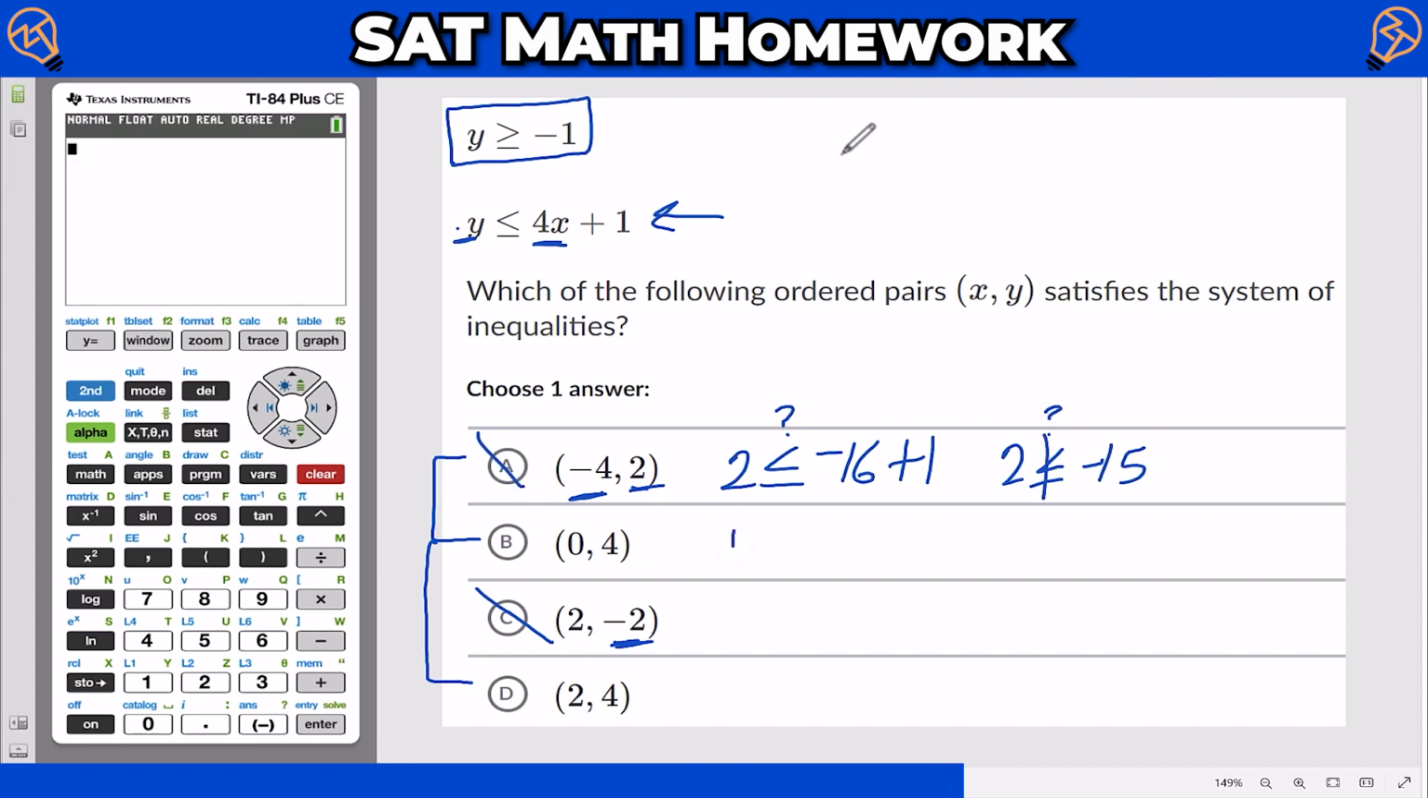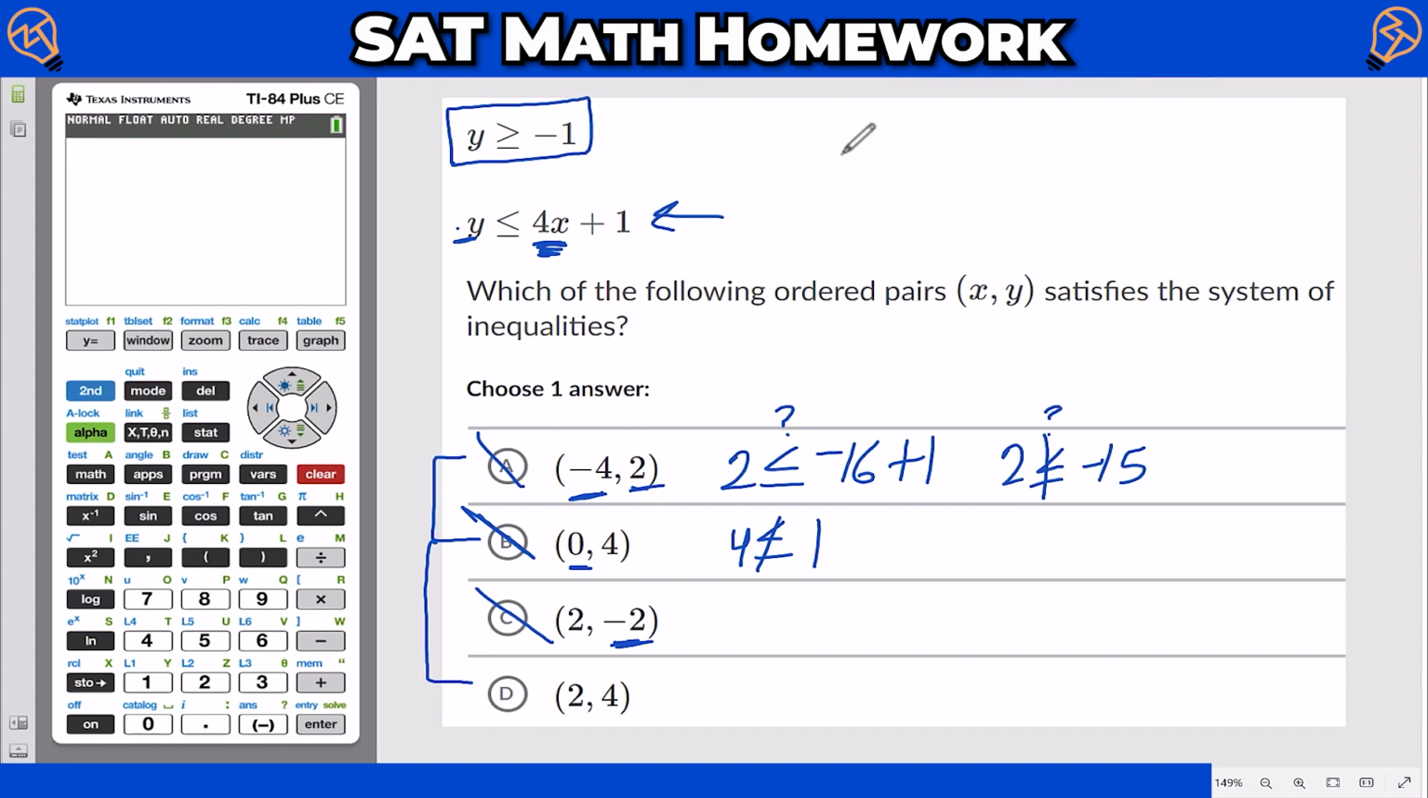Let's keep going. For the second option, if I plug in 4, and then I plug in 0, well, 0 times 4 is 0, plus 1 is 1. 4 is not less than or equal to 1, so we could eliminate that one. At this point, we're pretty confident the answer is D, but we've spent enough time here so far that it's worth taking a few more seconds just to be sure, because if this doesn't work, we know we made a mistake somewhere and we need to go back and check what that was.